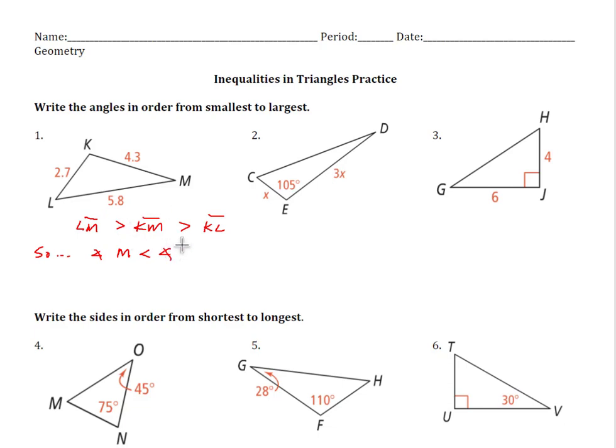If you need to find out what the side lengths are in relation to each other, the side that's opposite the biggest angle is the biggest side. The side opposite the smallest angle is the smallest side. So it works both ways.